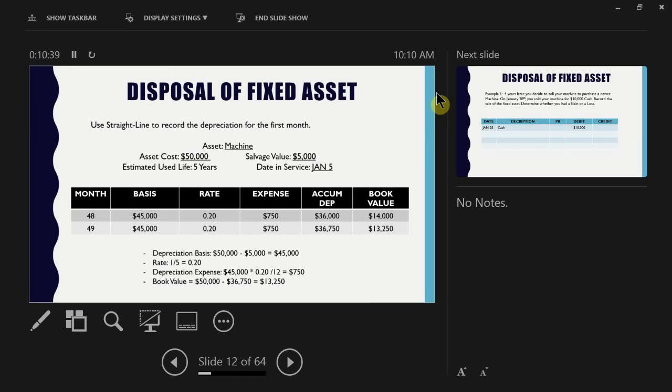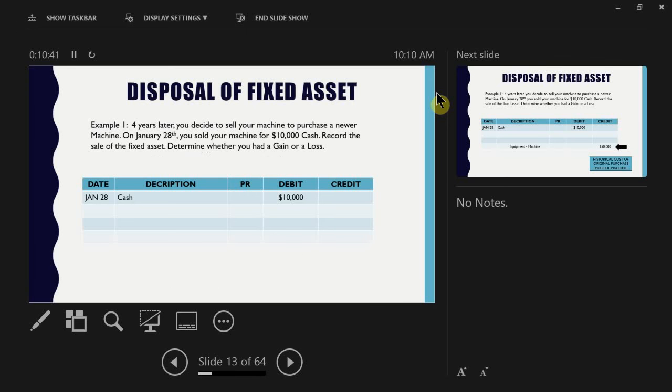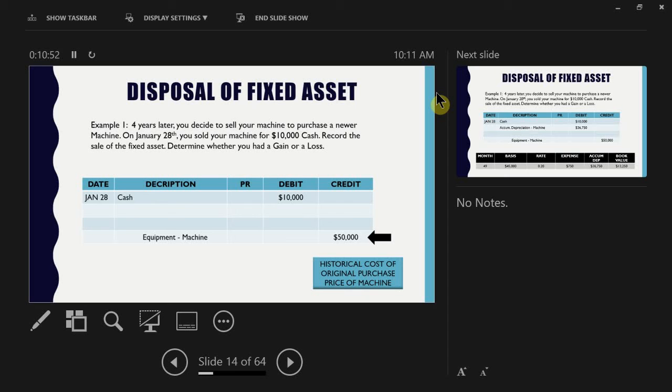So in this case, I know at least this fact: I'm getting paid $10,000. Boom, I'm receiving $10,000. I need to recognize that I'm going to get rid of my machine. How much was my machine at historical cost value, or the day that you purchased it? What was its purchase price?